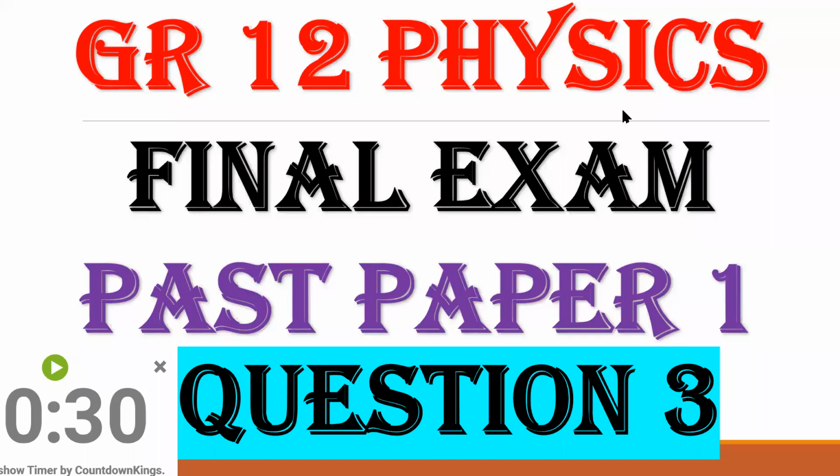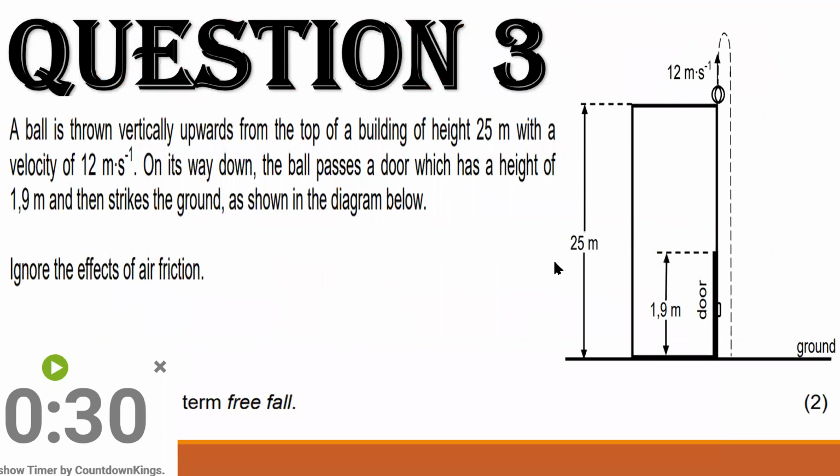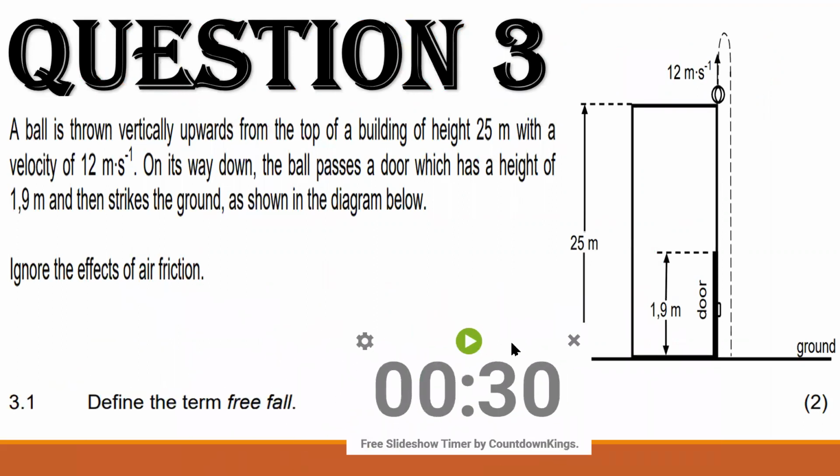Hi everyone, welcome back. Final exam 1, question 3, projectile motion. Let's see what they ask today. A ball is going up from 25 meters with a 12 meters per second initial velocity, and then it goes to the highest point and comes down, passing from door 1.9 meters. Ignore effects of air friction, all right?